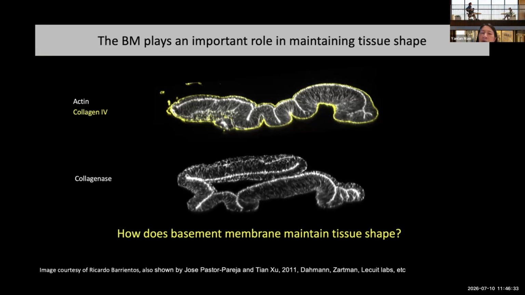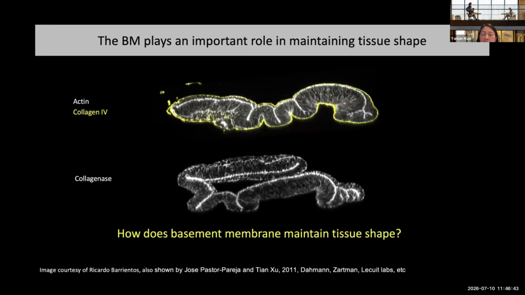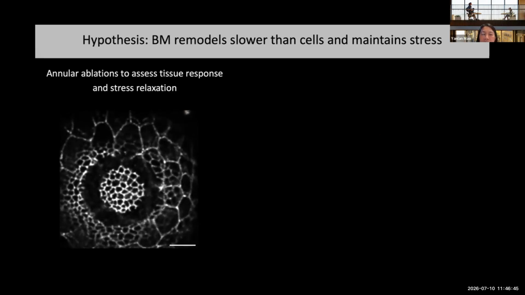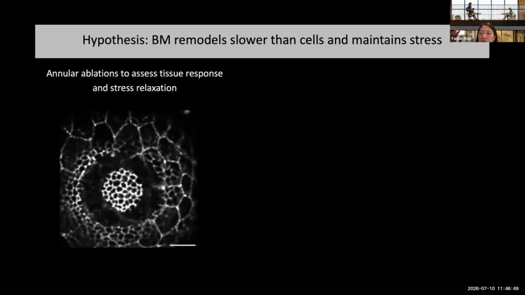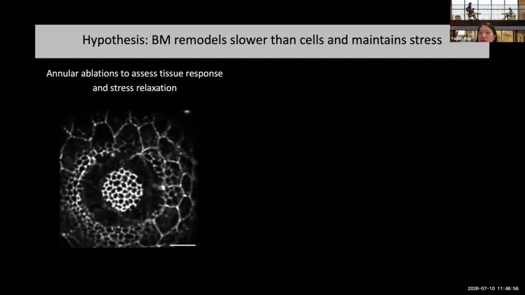And so this is why we got interested in the basement membrane, to ask, well, how does the basement membrane actually maintain tissue shape in animal systems? And so just to explain some of the next set of experiments, essentially what we want to ask is the stress relaxation of the tissue, which takes basically 3 or 4 hours to relax the stress, right? Why does that take so long?